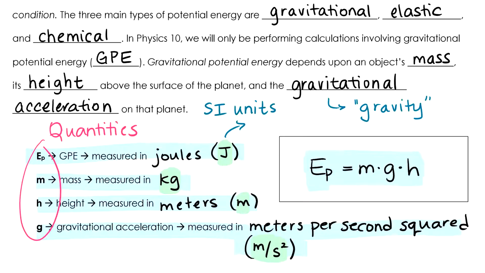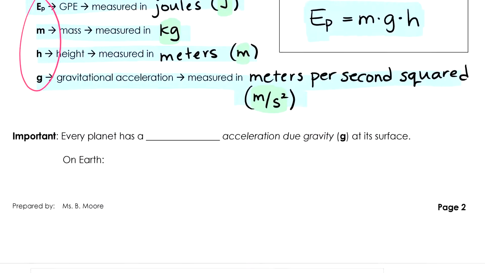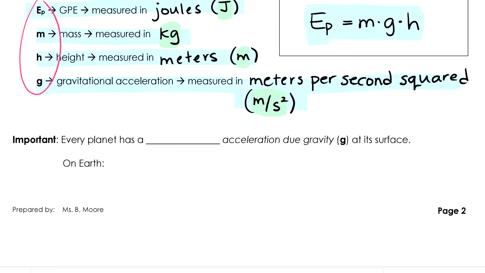Every planet has a different gravitational acceleration based on the mass of that planet itself. So we can say every planet has a unique acceleration due to gravity or gravitational acceleration at its surface. On Earth, g is approximated as 9.81 meters per second squared on average. It's slightly different if you go somewhere that's really, really high above sea level, like Mount Everest, and it's slightly different again if you go somewhere significantly below Earth's surface, like you dig a very, very deep hole.